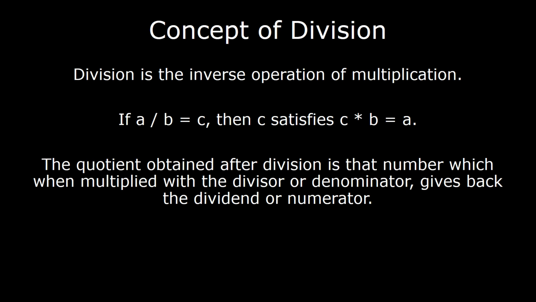If A divided by B equals to some value C, then that value C is one which satisfies C multiplied by B equals to A. So the quotient or the answer that you would get out of division is that number which when multiplied by the divisor or the denominator gives back the numerator or the dividend of the question. Think and process this fully and then continue with this video.